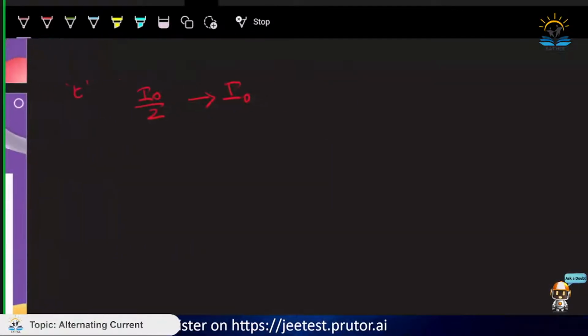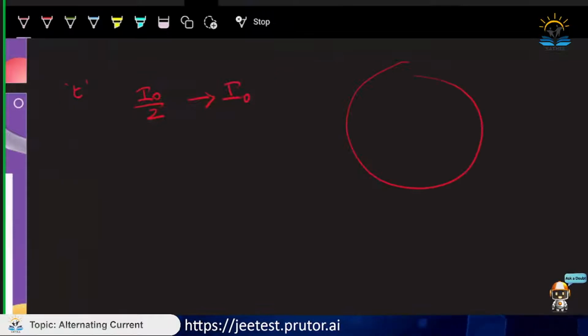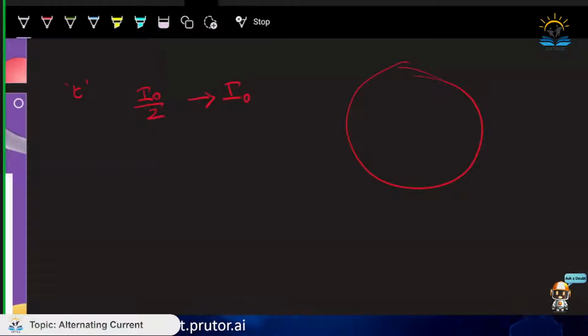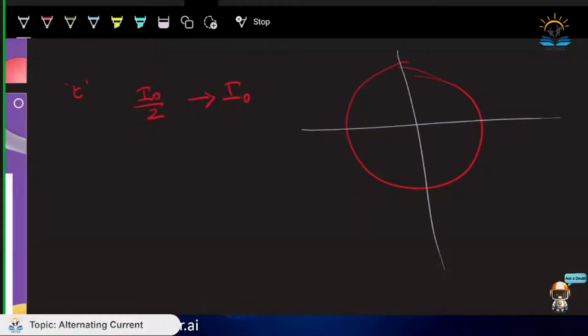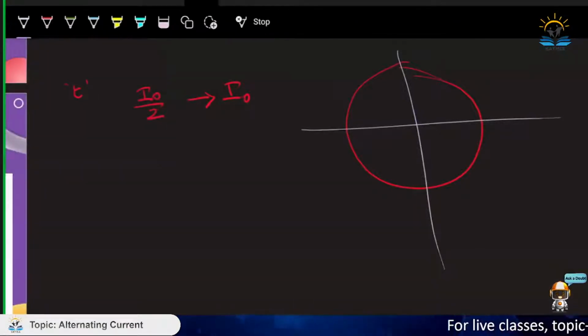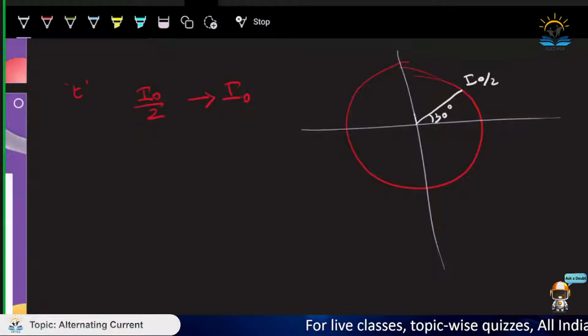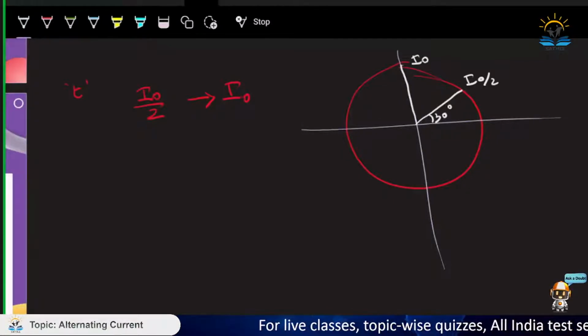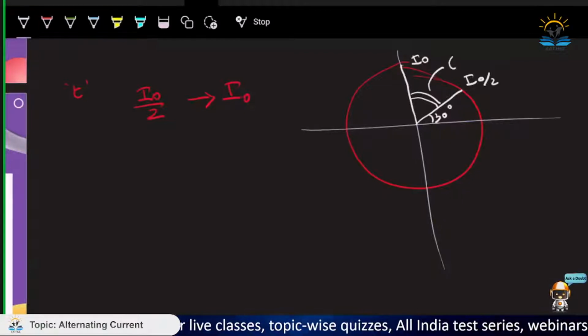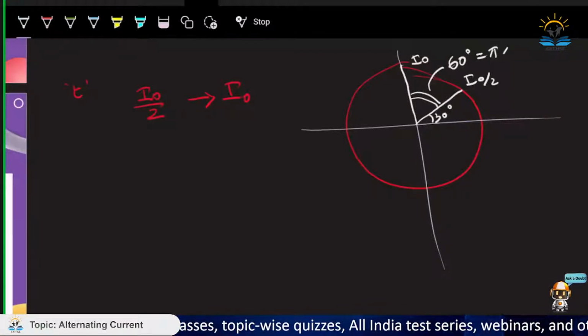So we draw a phasor diagram. I naught by 2 will be at pi by 6, that is at 30 degree, and I naught will be at 90 degree. So the traveled angle is 60, that is pi by 3.